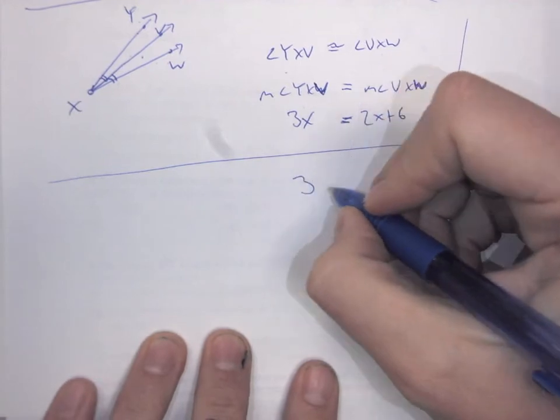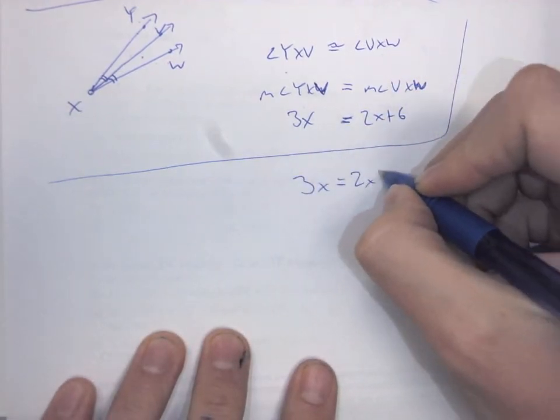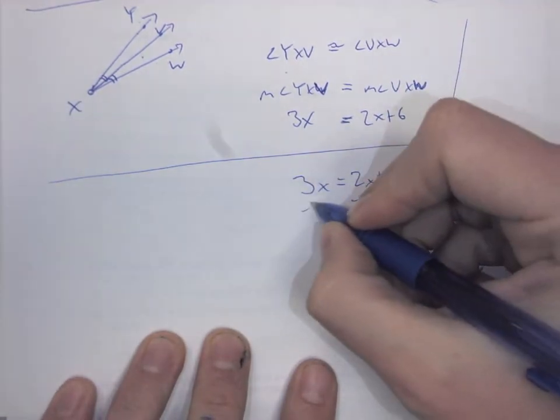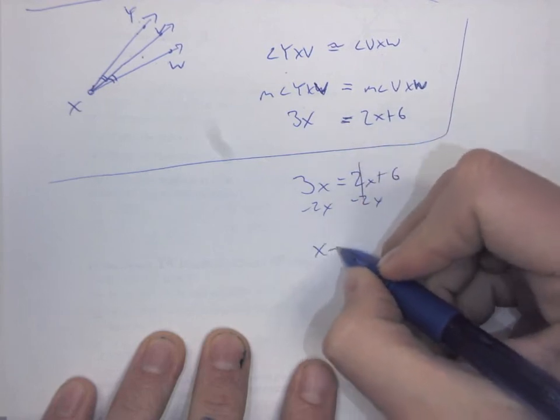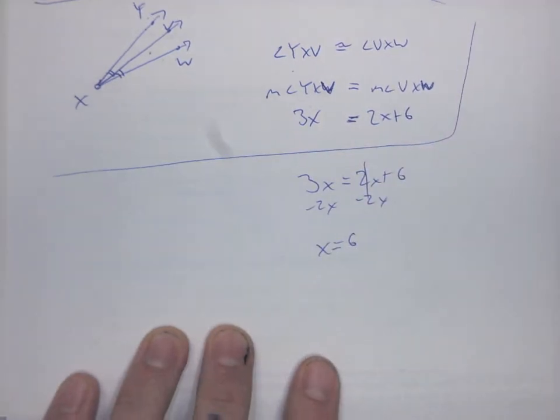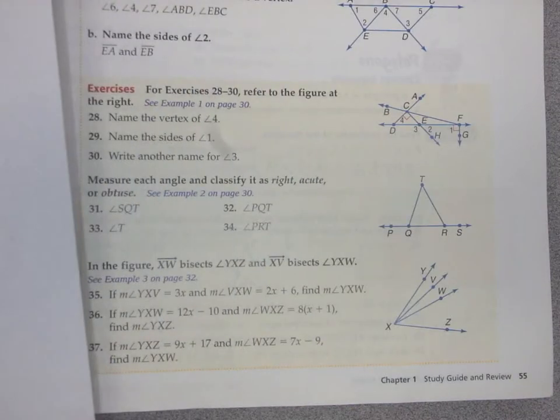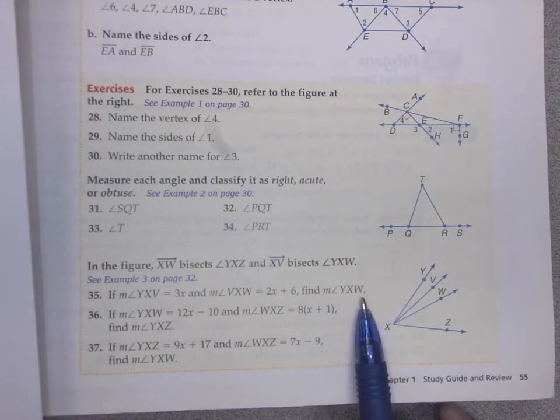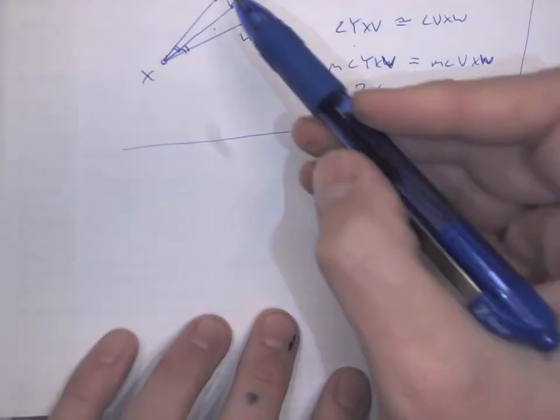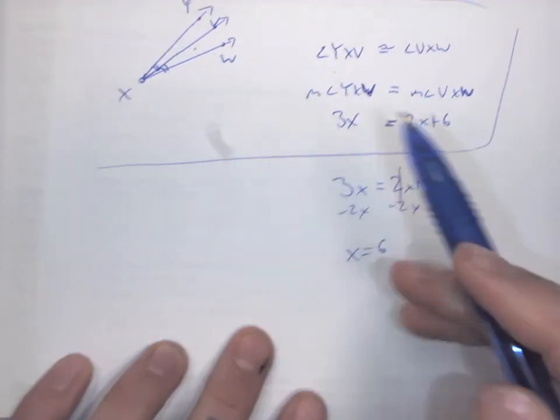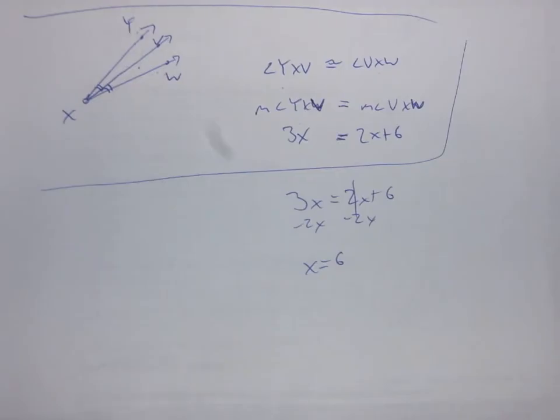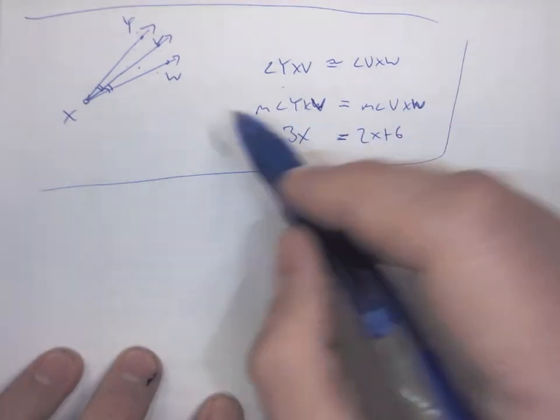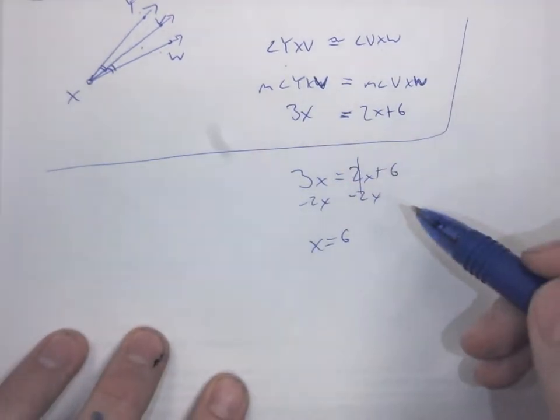Okay, now here is the easy part, the algebra. This is going to be a piece of cake. We're going to subtract 2x from both sides, and we're going to get x equals 6. Cool. Okay, so I solved the equation. The question is asking me for the measure of angle YXW, right? Well, I don't know that yet, but I do know that I can find these two angles, right? And they have to be equal.